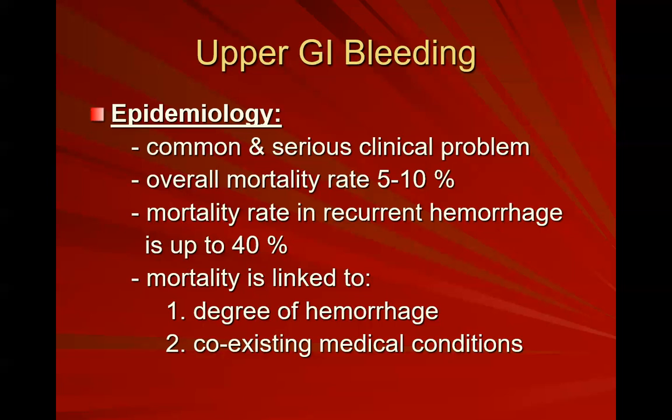Because any hypotensive crisis can also cause renal failure as a result of pre-renal causes, the most common one being hypotension, and we call it pre-renal azotemia.